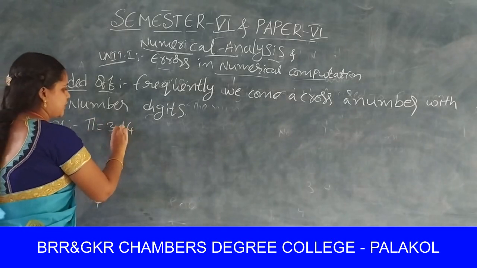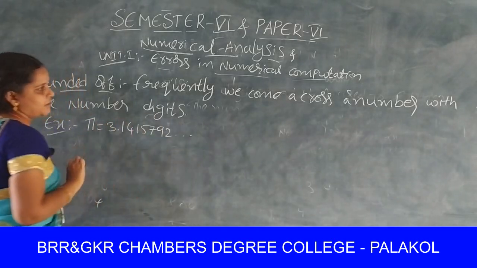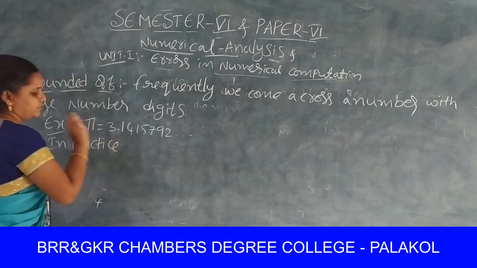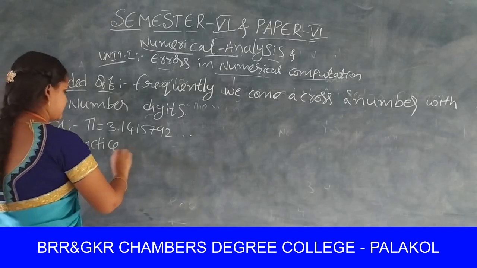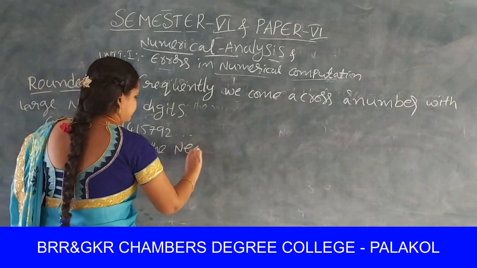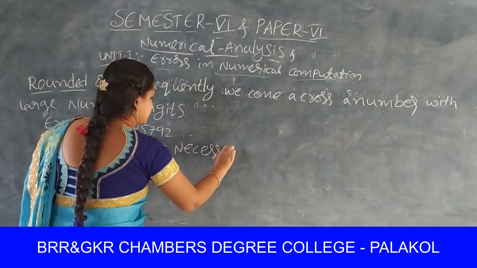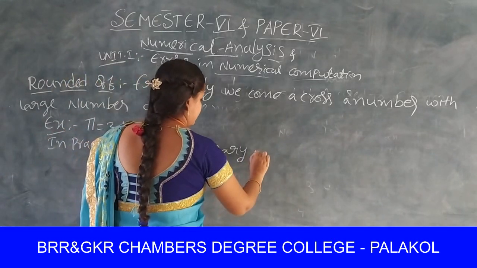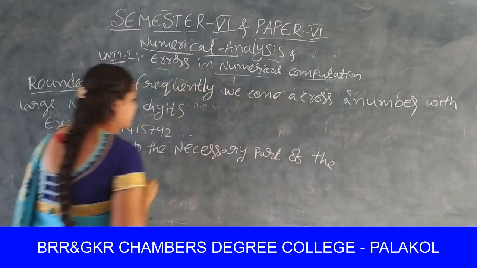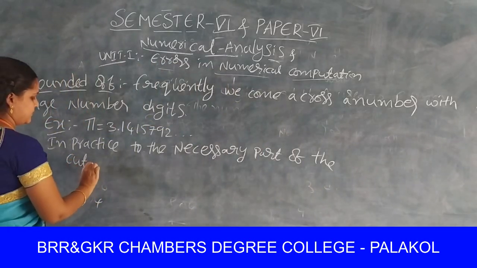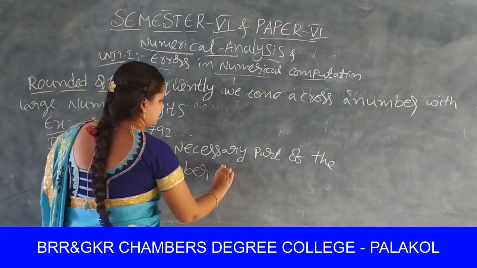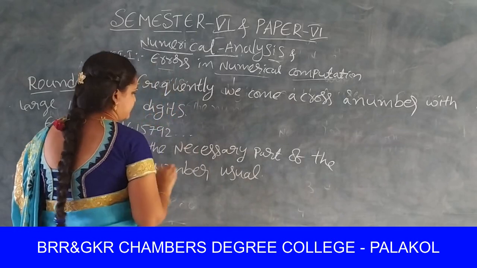the pi value consists of 3.1415792 and so on. In practice, we cut off the number to the necessary part of the usual number.